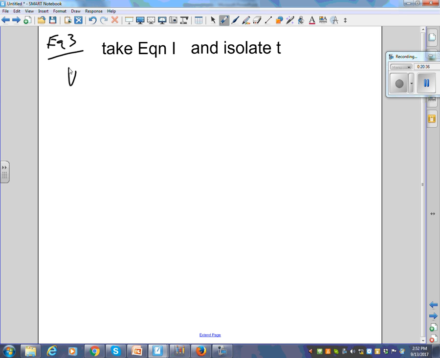Equation 1 was VF equals VI plus AT. Okay, how do I isolate t? I get t all by itself. So what has to happen? The VI has to go first or the A has to go first? The VI has to go first. So in other words, I'm going to have over here VF minus VI. And then to get rid of times by A, I've got to divide by A.